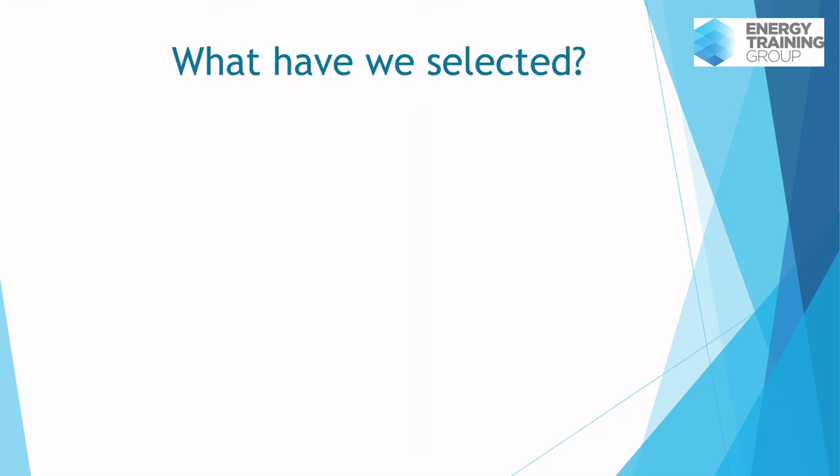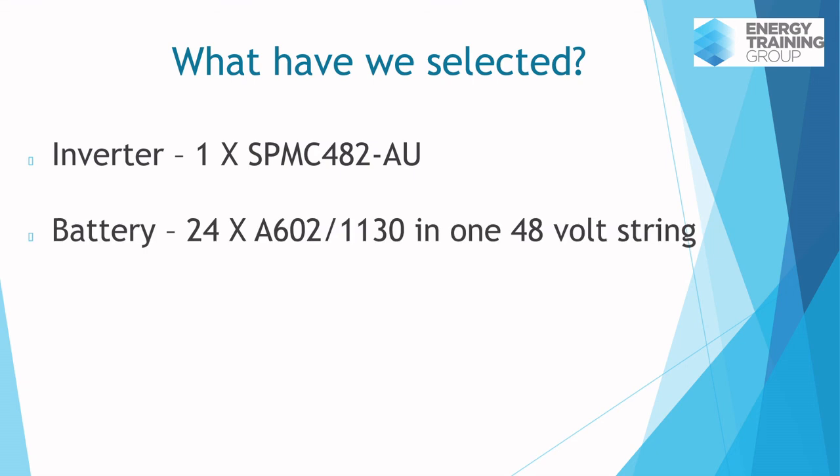So what have we selected? We've gone through the process now. What battery and inverter have we selected given our load analysis? We have come up with one SPMC 482-AU, the Selectronic inverter, and we are going to go with 24 of the A602 1130s. The reason we're doing 24 is because it's a 48 volt battery bank, and each of the battery cells are 2 volts, so we're going to put them into a string of 24 to get to our required voltage.